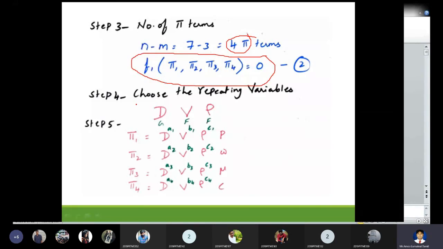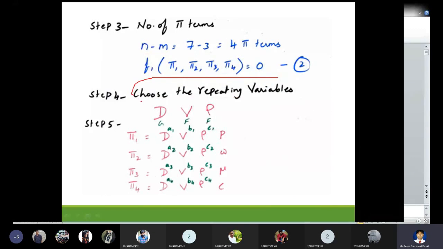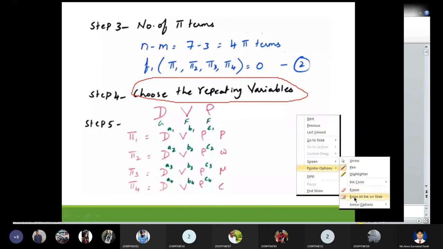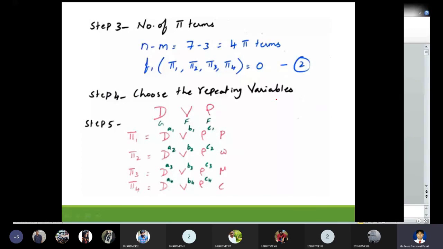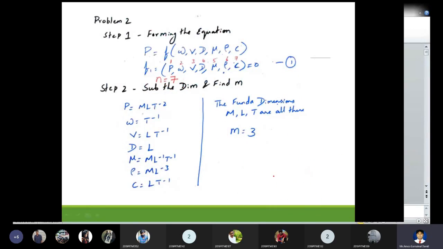Clear? Now, choosing the repeating variables is the most important thing in Buckingham's pi theorem. If you make a mistake in this one, the whole thing will collapse, it will become wrong. So you have to choose it wisely. Now let's look at the equations. I have to choose G, F, F.